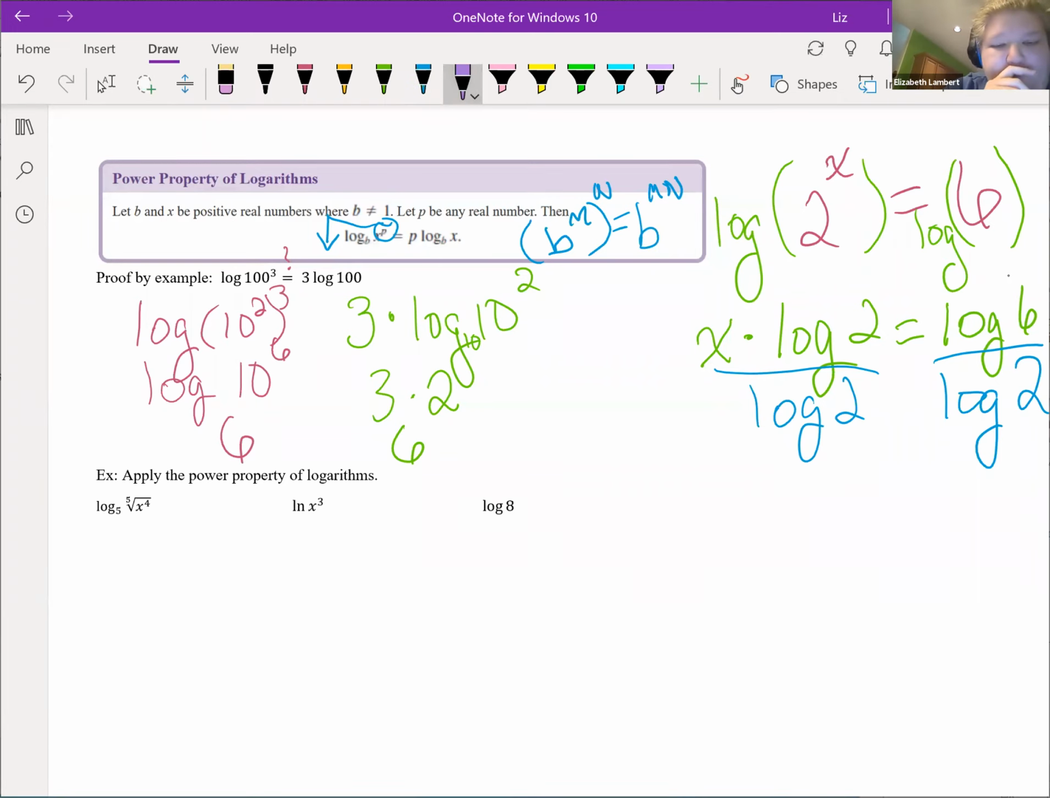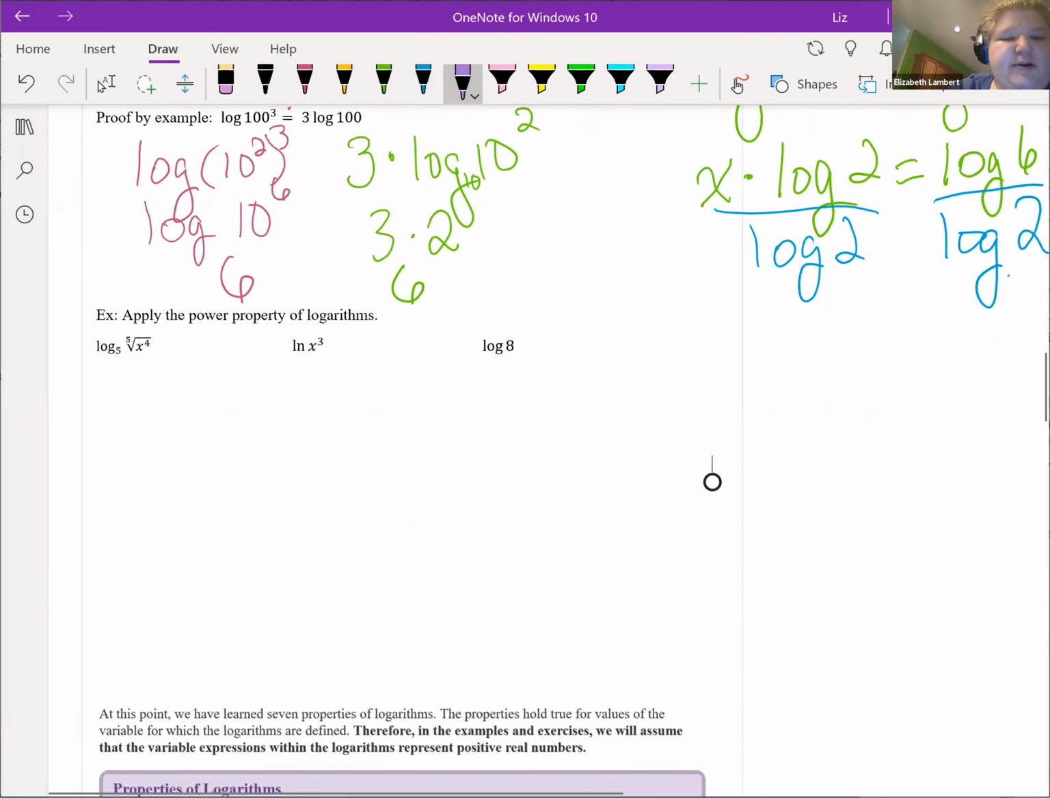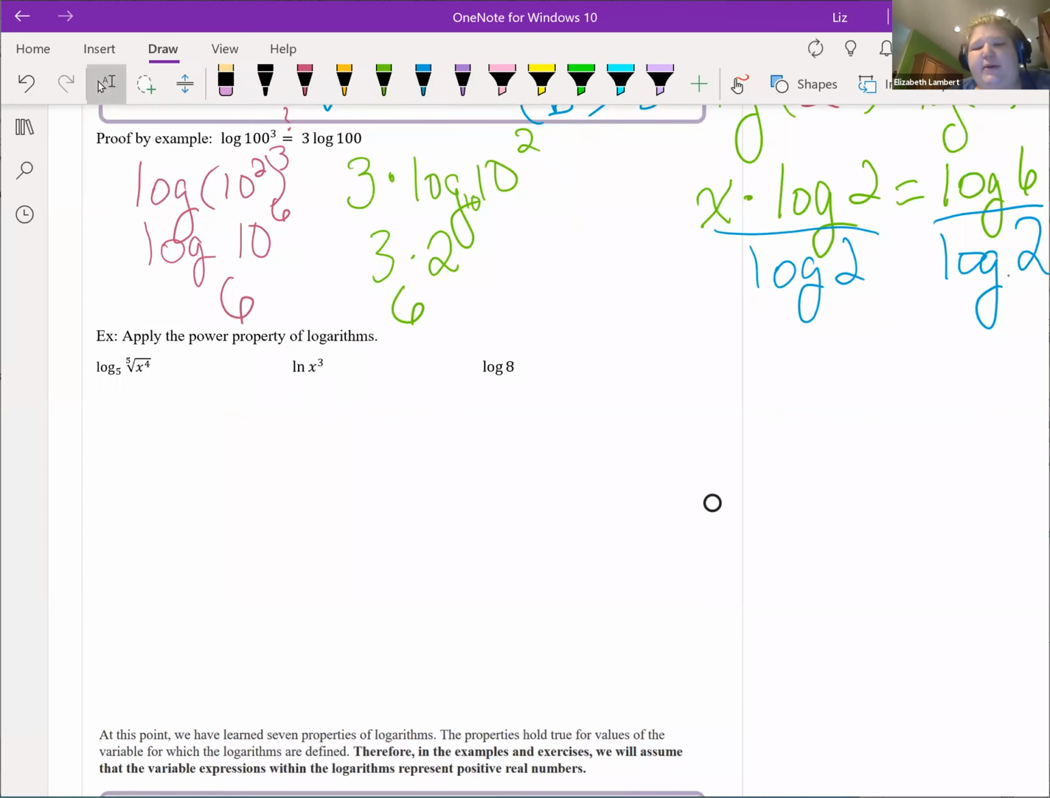All right. So let's take a look here now at applying this power property. Sometimes it's going to be a little non-obvious how this property can be applied. So our first one here, we have log base 5 of the 5th root of x to the 4th. Why would you do that, Liz? Because the book might give you one of these in the homework. And there's actually just a nice little trick we need to use.